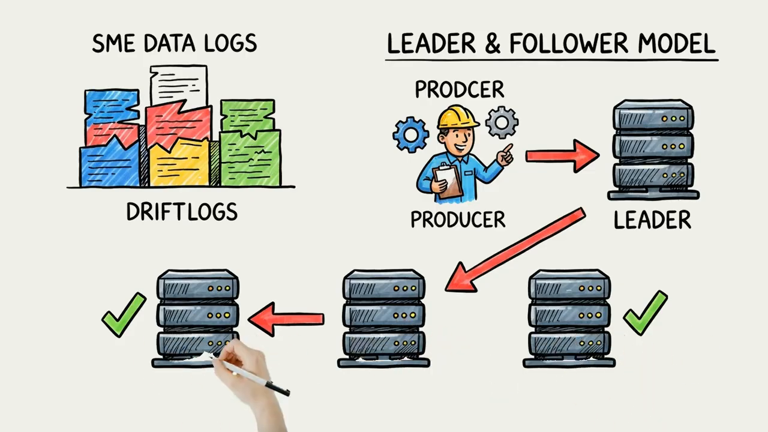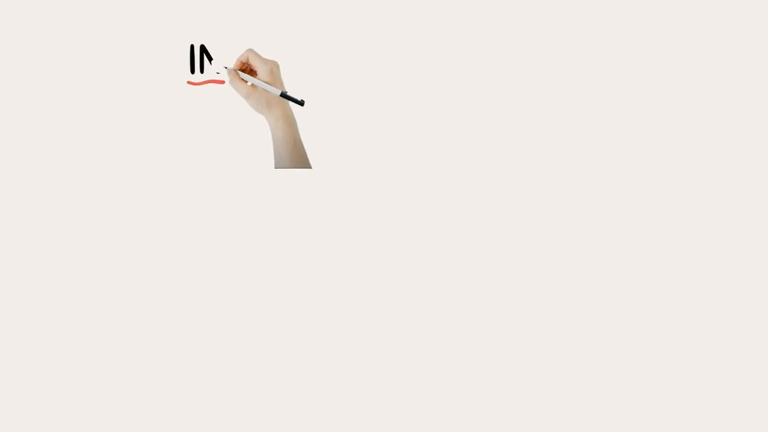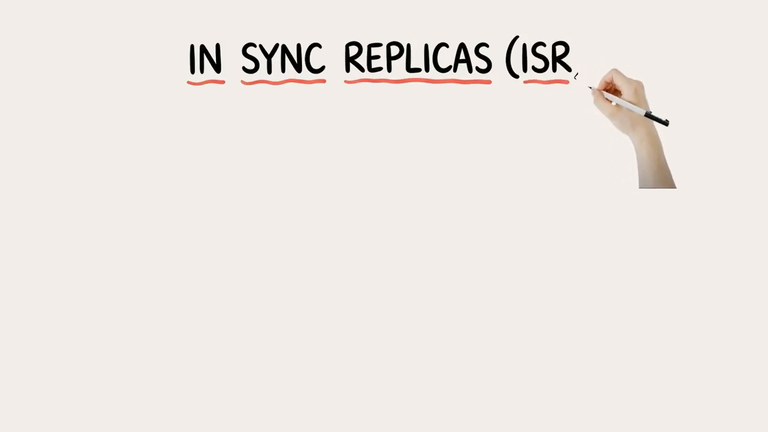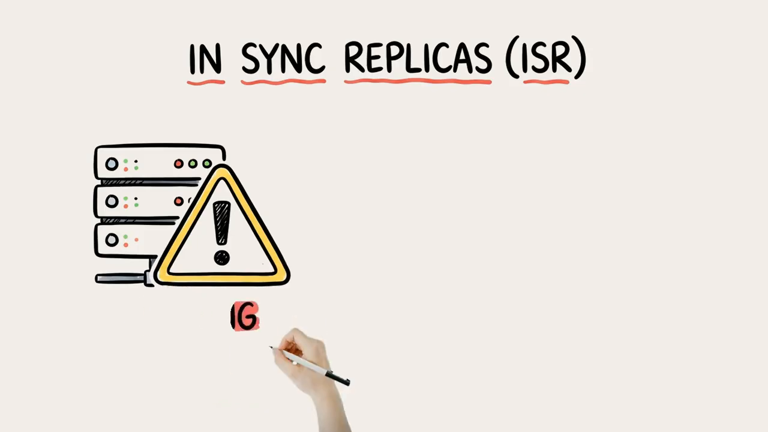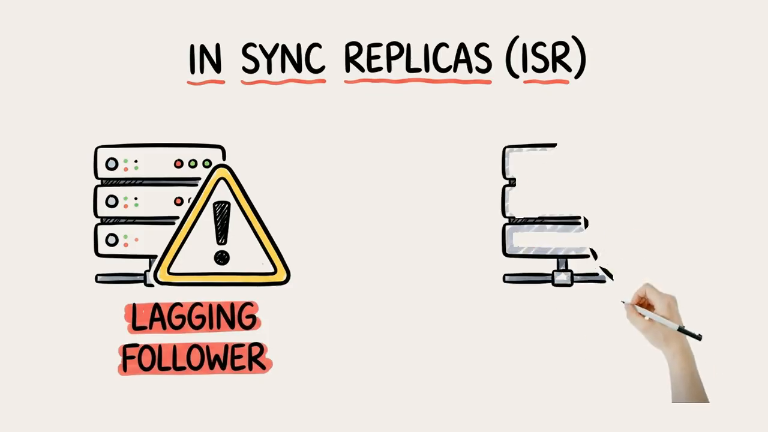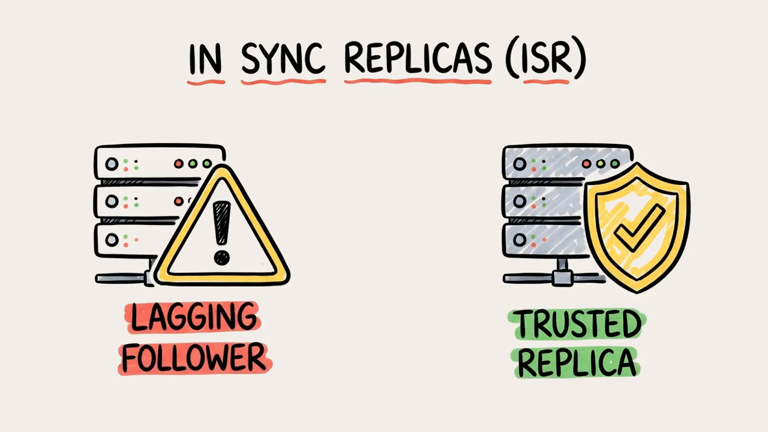Broker 2 marked as leader, receiving producer writes, while Broker 1 and Broker 3 are followers, pulling replicated events with green check marks showing synchronization. Now we can introduce an important term, in-sync replicas, shortened to ISR. A follower is considered in sync if it is fully caught up with the leader. Kafka tracks this carefully because not every replica is safe to fail over to. If a follower is lagging behind, promoting it could lose recent events. So ISR really means trusted replicas that are caught up enough to safely take over.